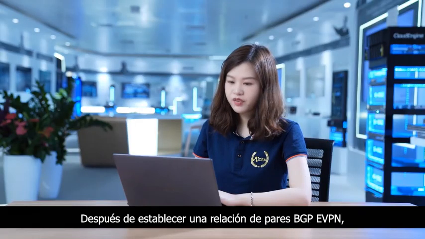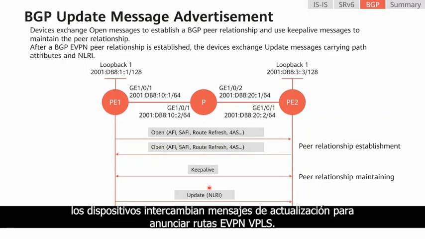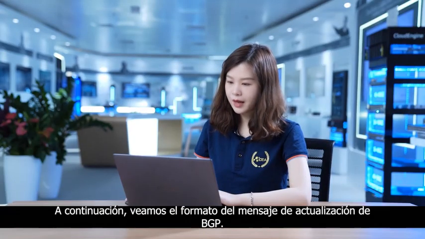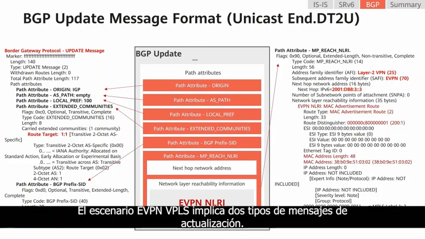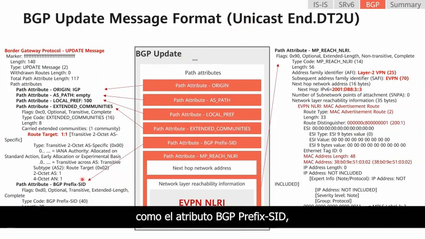After a BGP EVPN peer relationship is established, the devices exchange update messages to advertise EVPN VPLS routes. Next, let's look at the BGP update message format. The EVPN VPLS scenario involves two types of update messages. A unicast update message carries common path attributes, such as the BGP prefix SID attribute, which carries an End.DT2U SID.